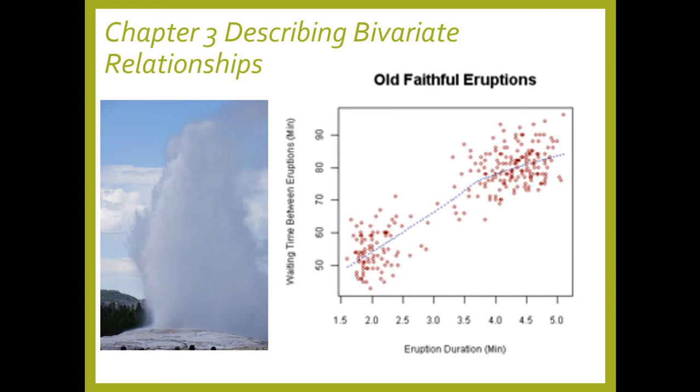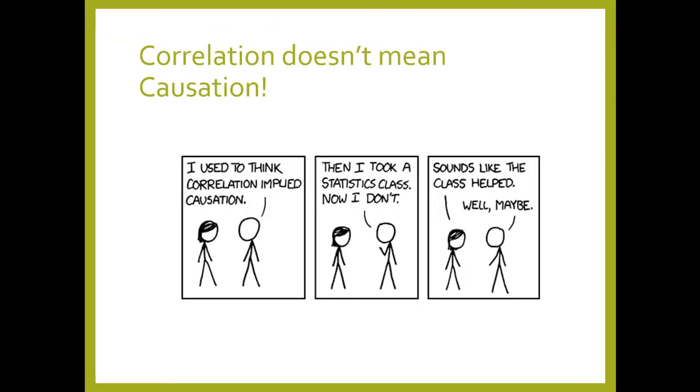Welcome to Chapter 3. We're going to be discussing bivariate relationships, which you probably can guess means two variables. And we're going to talk about how to graph them and also how to interpret some of the statistics. And one thing before we get into all of this is we're going to show things correlate, but that doesn't mean that one causes the other. For that, you need an experiment.